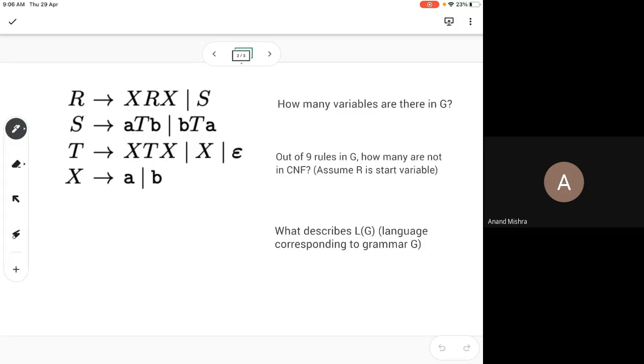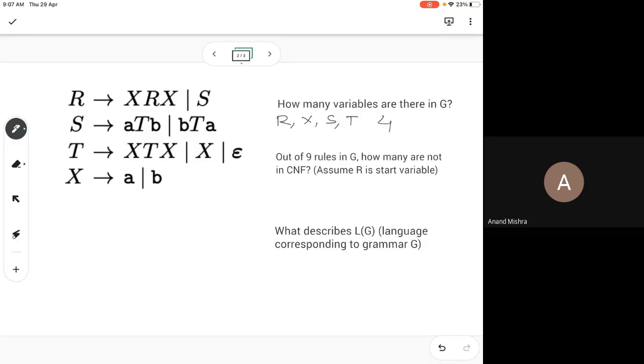So what is the right answer? R is there, X is there, S is there, T is there. So four.